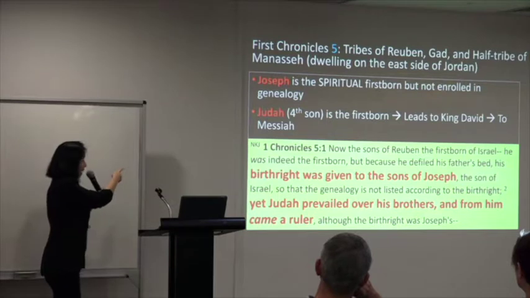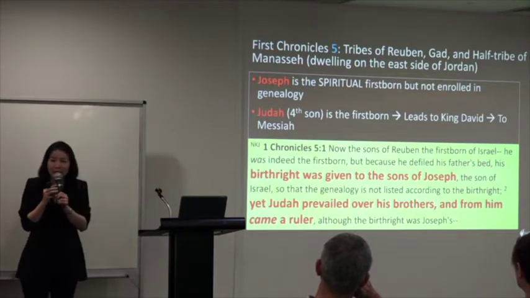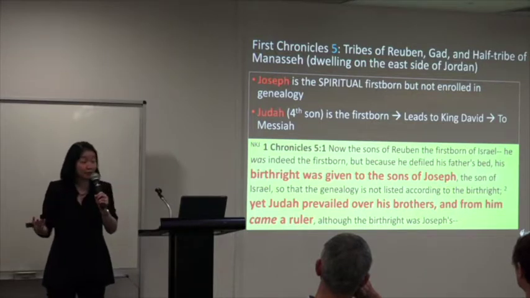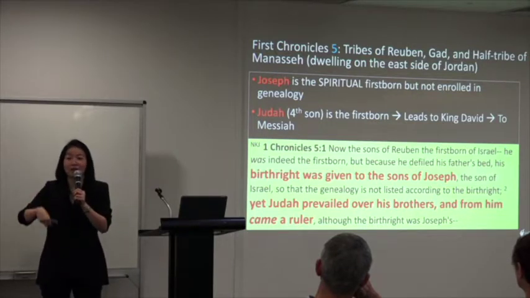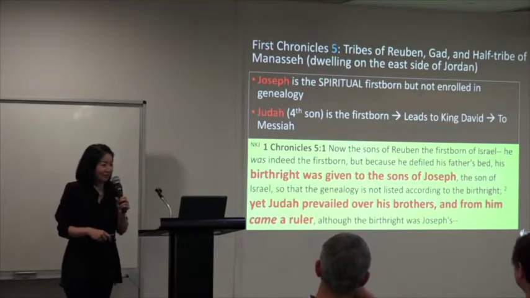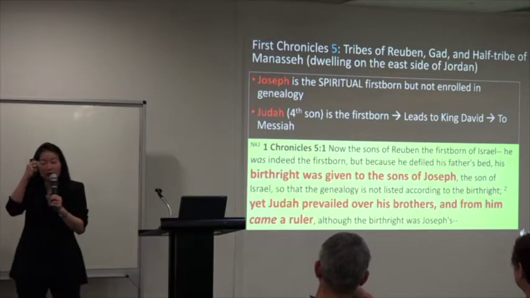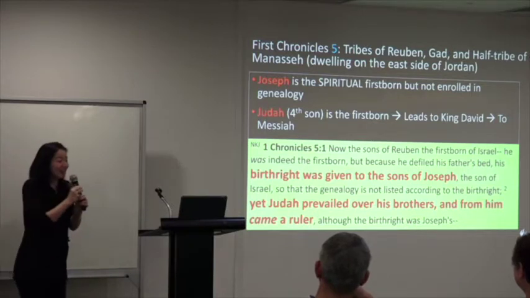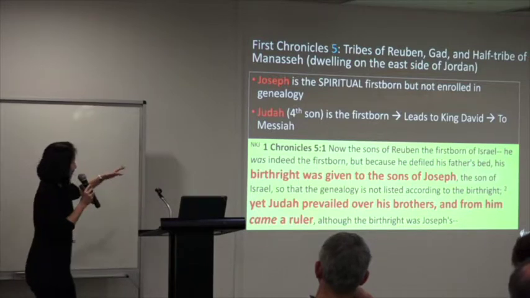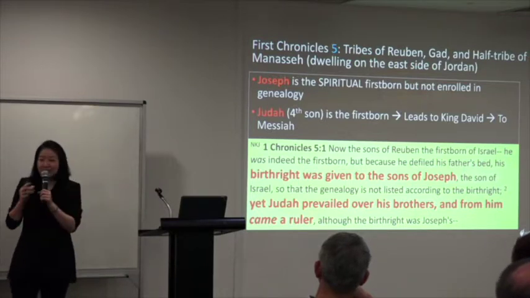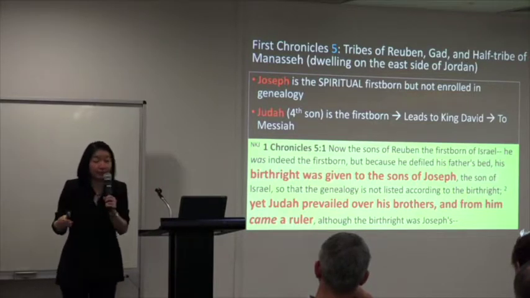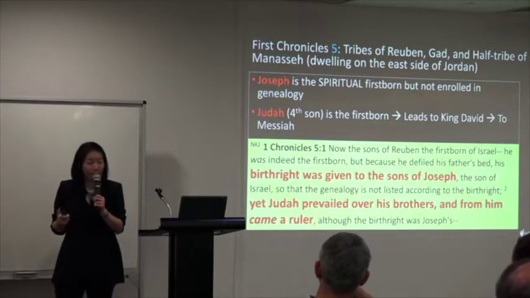But in 1 Chronicles 5 came this mysterious line that the birthright belonged to Joseph, the most beloved son of Jacob, who wore the multicolored dream coat, like in the musical, Joseph's Amazing Technicolor Dreamcoat. It's forever etched in my mind. But anyway, it's Joseph's multicolored tunic, right? So the birthright was given to the sons of Joseph. So there's a spiritual line and there's a physical lineage that Jesus was born through.